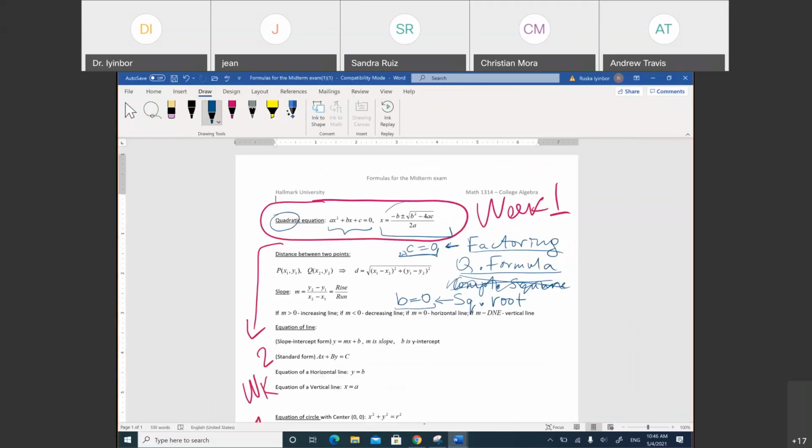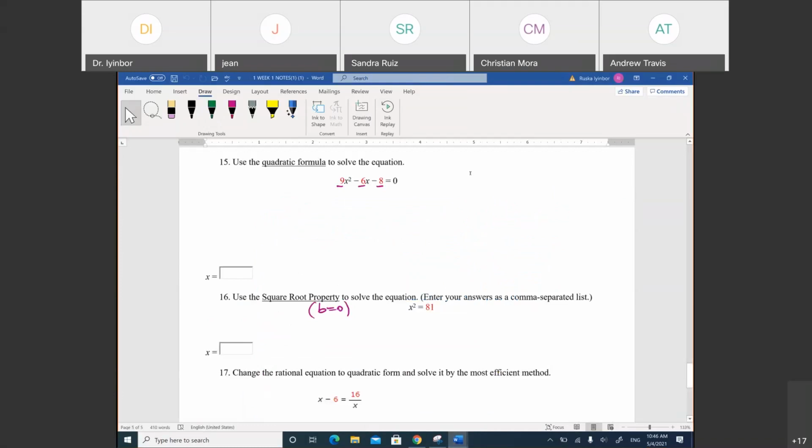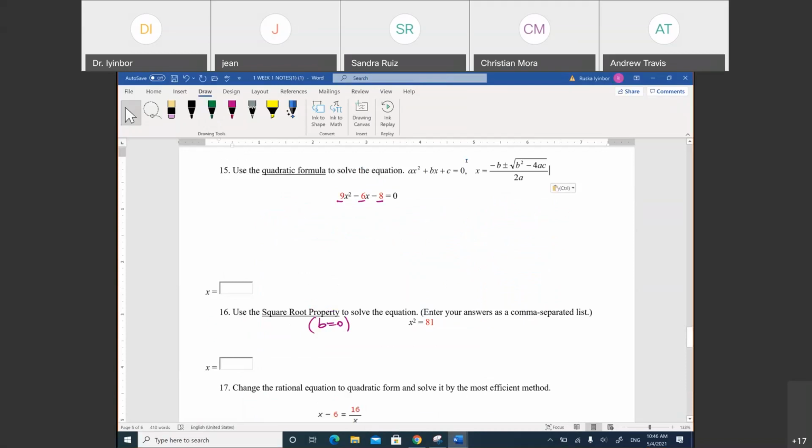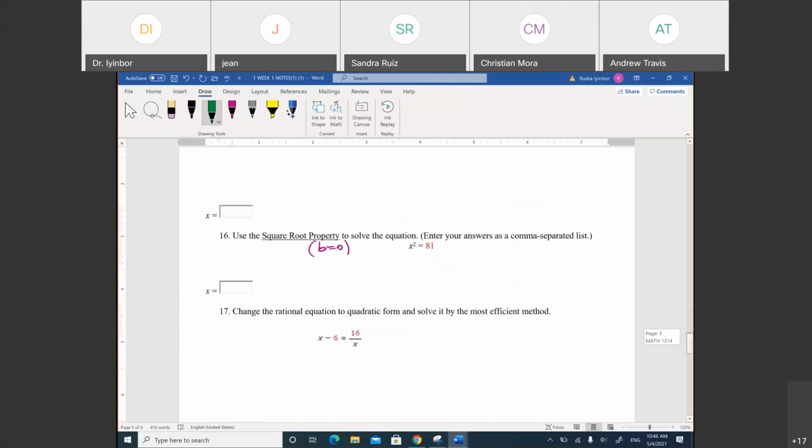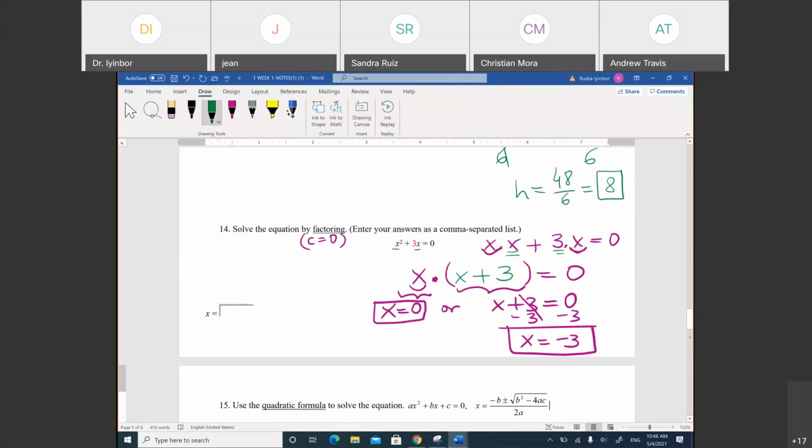I'm going to copy this formula so I can see it. Oops, sorry. I'm going to copy this formula, and put it here, and you're going to use that formula. So this is your formula. First I'm going to get what a, b, and c are. Can you tell me what a, b, and c are? Oh, sorry, it's moving.